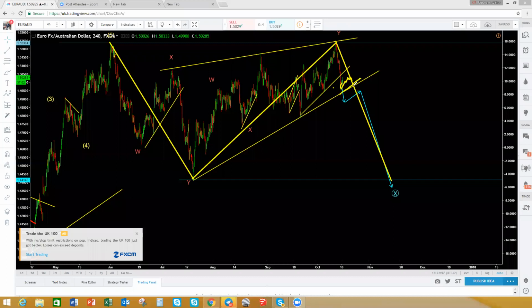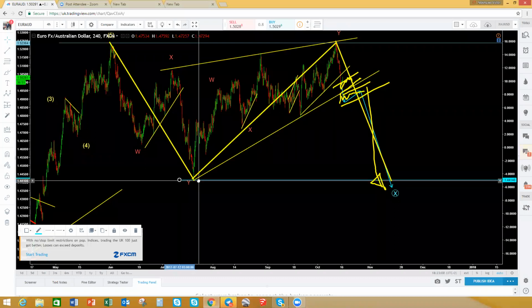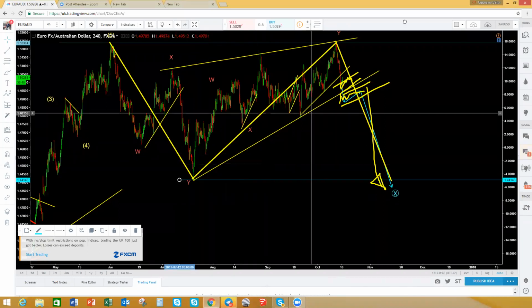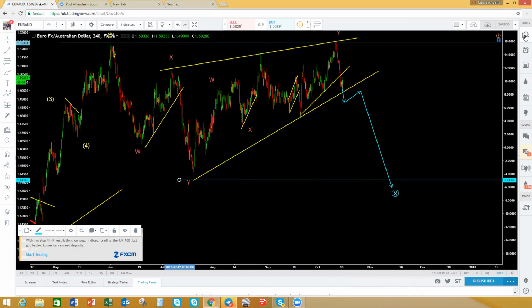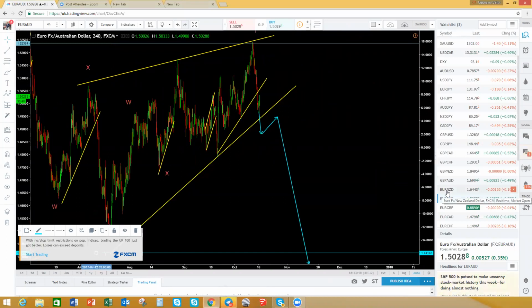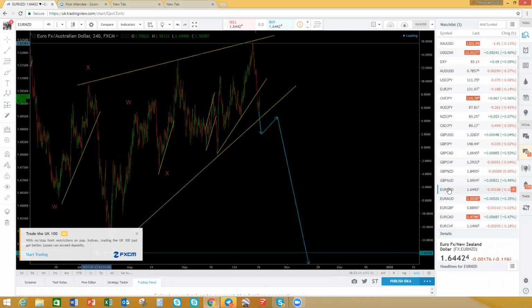So we wait for this corrective flag. Whether it breaks out of the trend, does this, that's fine. But we are anticipating the move to the downside at 144. We are currently at 152. That's about 800 pips. That's Euro Aussie. Euro New Zealand.